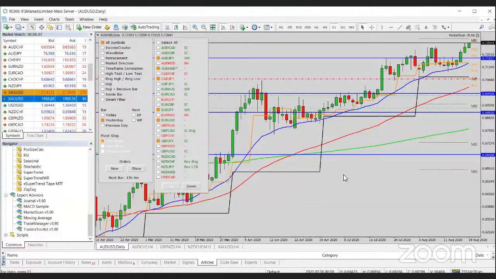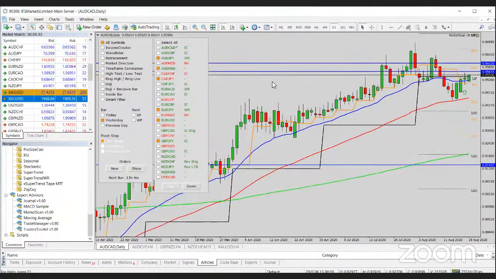Can I get your opinion on the Aussie CAD? Now, that's a trade that I certainly can. I'm always looking at the Aussie CAD.